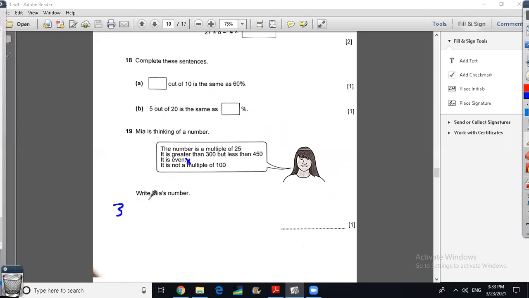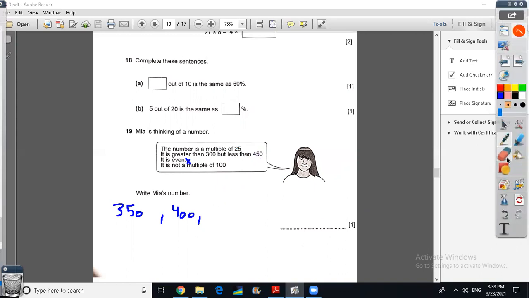Mrs., it might be 350. Yes, they said it is even. Maybe, Mr., 375. No, it's not even. They said it is even. So maybe 400. Maybe we're going to see now. Mr., 425. No, we can't because it's not even. Then 450 maybe, Mr. They said less than 450. We cannot put it there. All right, so Mr., it's 350 or 400.